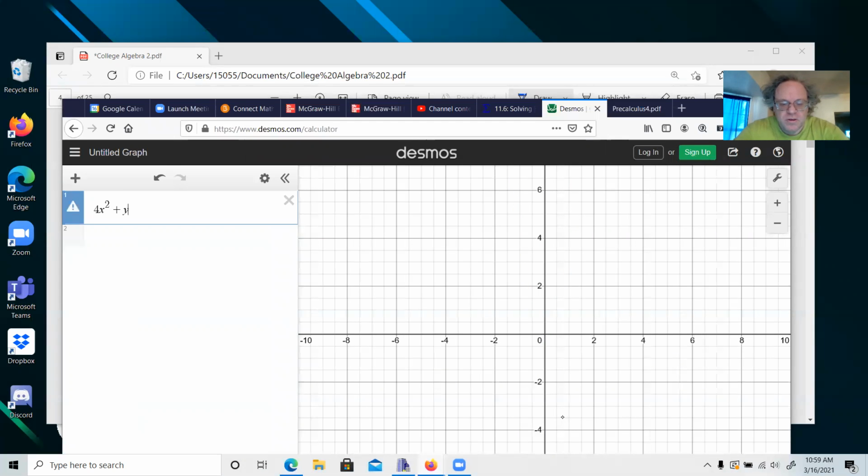So, 4x squared plus y squared is equal to 4. Okay, so we have an ellipse. I drew it wrong. I messed up.